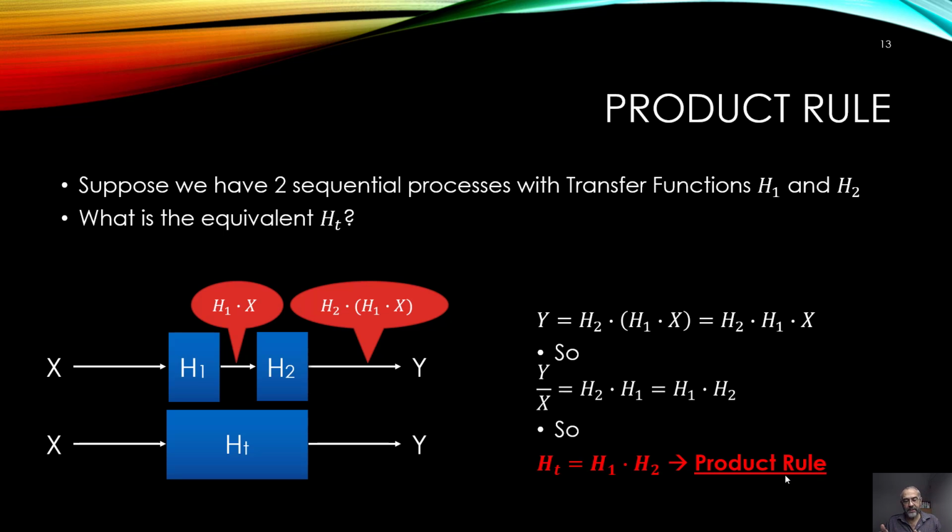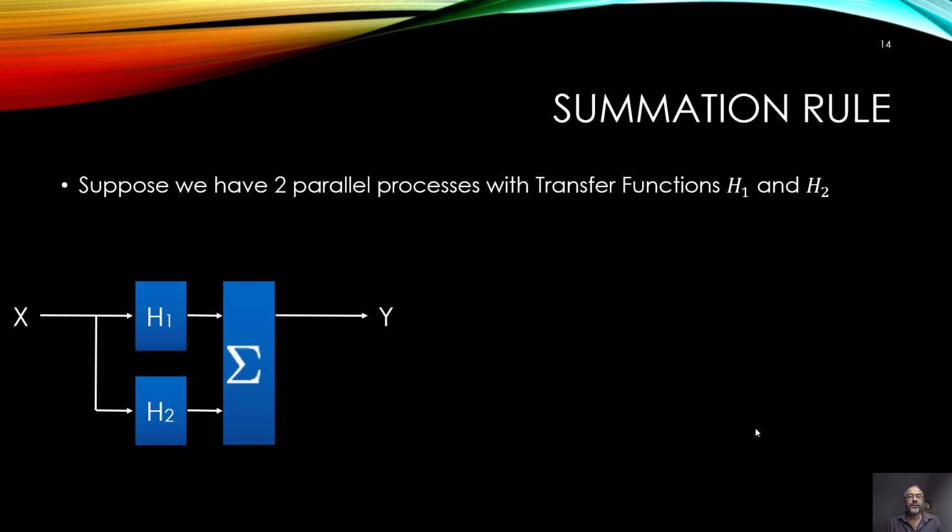Very simple. If you have two processes in succession or sequential, then the transfer function of that whole is the multiplication of the two separate transfer functions. Similarly, we have a summation rule, which is about two parallel processes. So suppose we have two processes, H1 and H2, which are not sequential but in parallel. So they both have the same input, but their outputs are added at a summation node, and that's the output of the whole system.